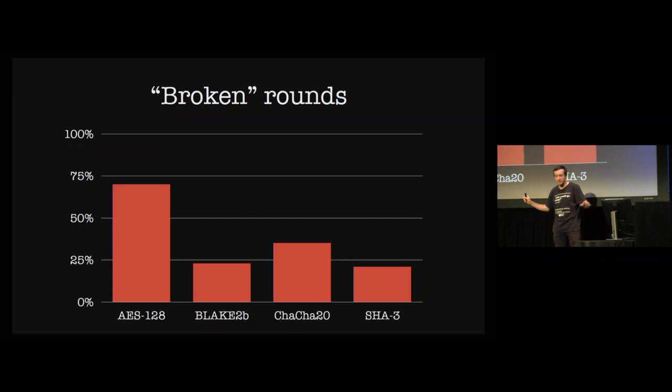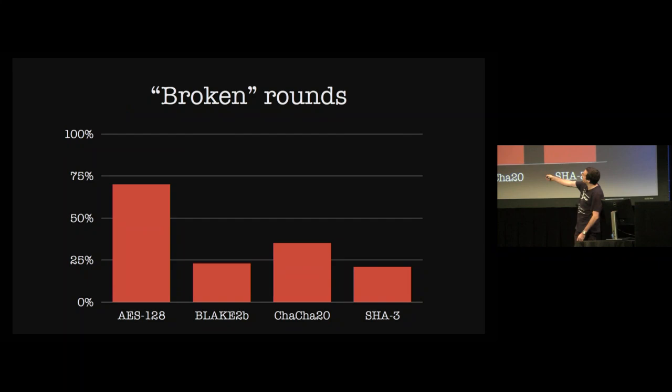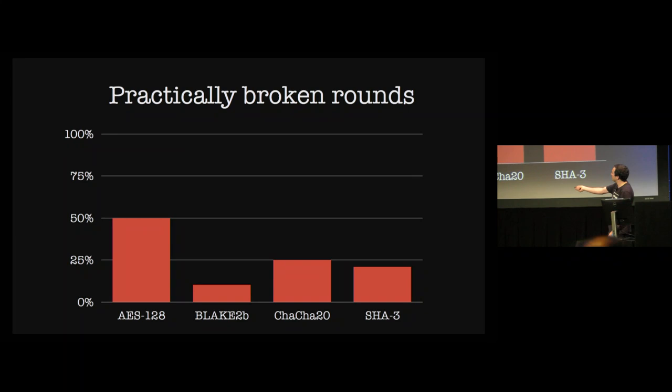OK, so now what about practical attacks, where you can actually make an attack that would meaningfully compromise the security of the system, where you can actually run the attack before the human species gets extinct. So if you look at AES, it's a bit less. Compare before, it was, what, 70%? Now it's around 50%. Blake 2 is a bit lower.